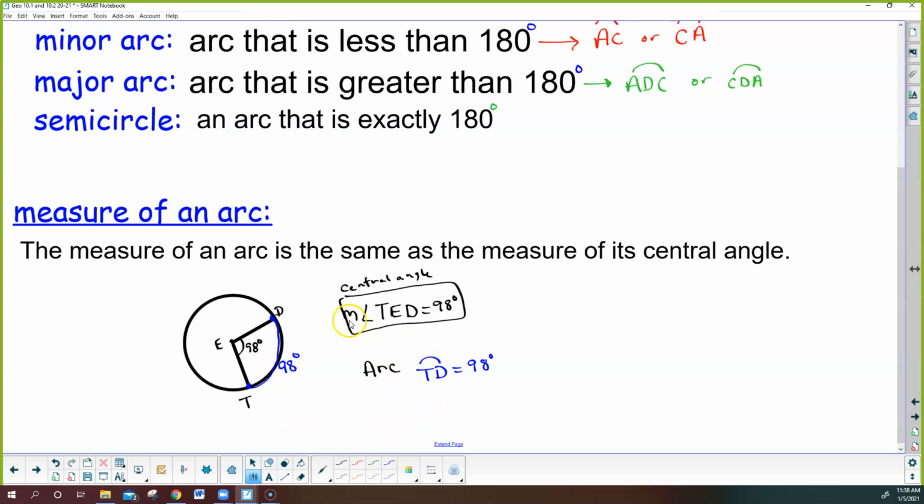Notice the differences. And by the way, this little m that I put in front here, if you remember that, this little m stands for the measure of angle TED. So that referred to the central angle. And then the arc is just the distance between the endpoints. And those are exactly the same.